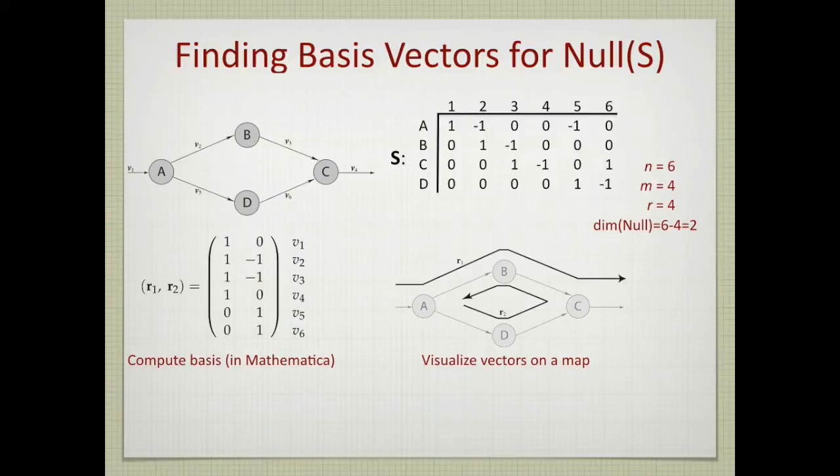First thing I want to impress upon you is that the stoichiometric matrix is a connectivity matrix. And we're calculating all the flux states of it. So the basis vectors all become paths in the network. So we can actually visualize these mathematical basis vectors on a map.